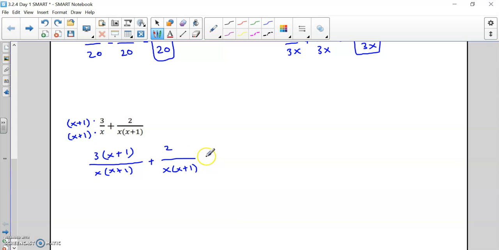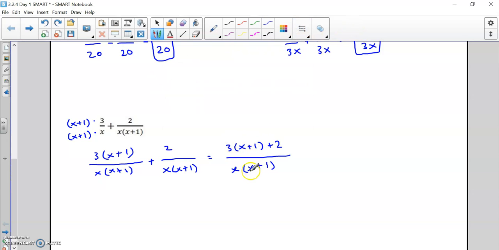All right, so now we can go ahead and do the addition and just turn this into one fraction. So we get 3 times x plus 1, plus 2, all over the common denominator. Even though this looks a little different because there are so many x's and parentheses, don't get tricked by that. It works exactly the same as these simpler problems that we did above. Okay, now that we did this, we want to go ahead and do some simplifying.